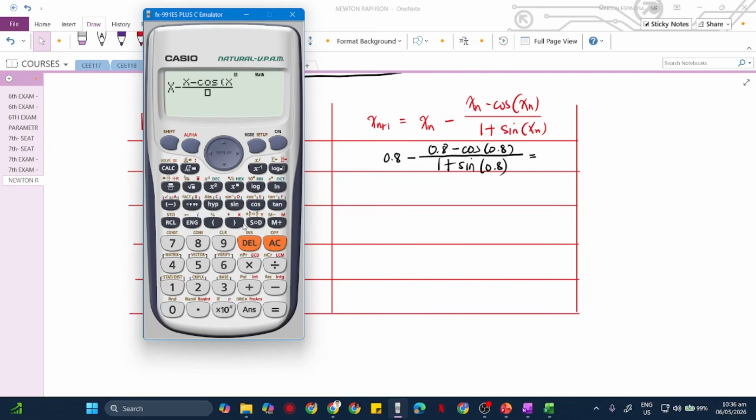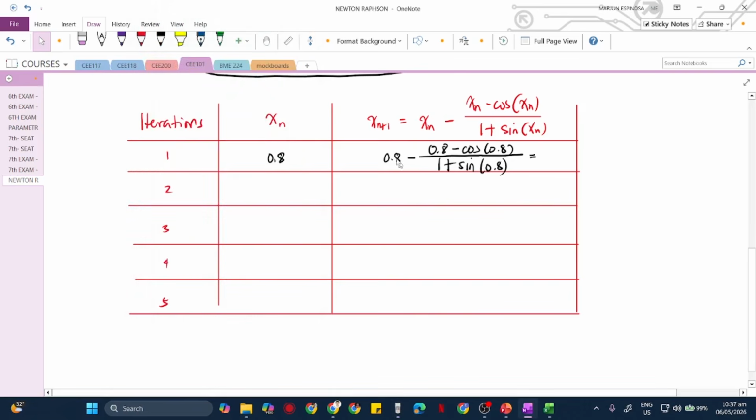Okay? Then, all over natin yan by 1 plus sine of x. Okay? So, makuha natin dito is equivalent sa calc natin to. Okay, yung value na gagamitin natin is 0.8. Ang makukuha natin na value dito is 0.73985. Okay.